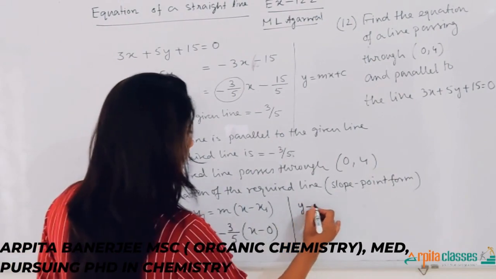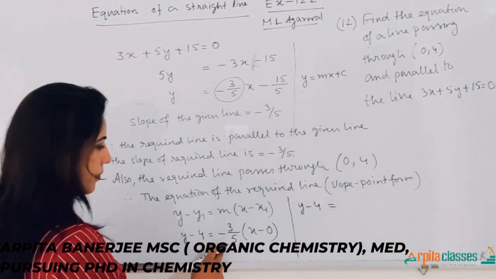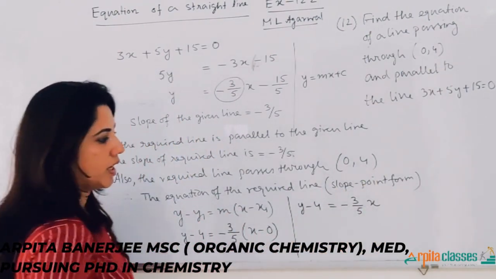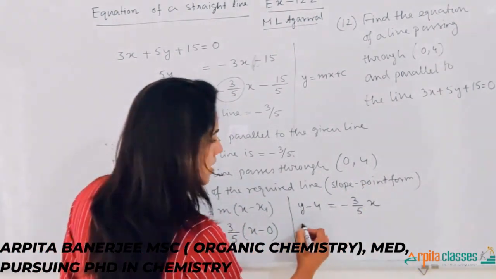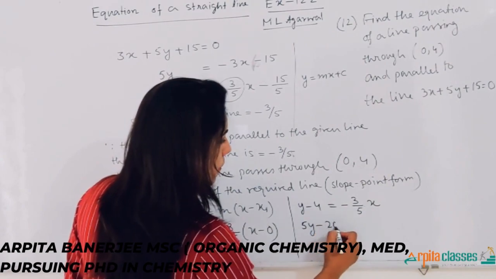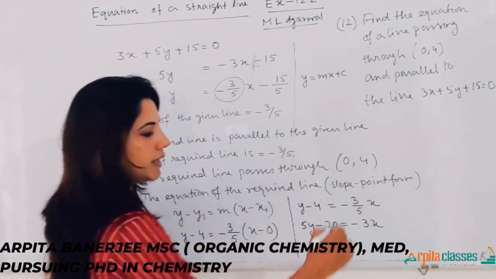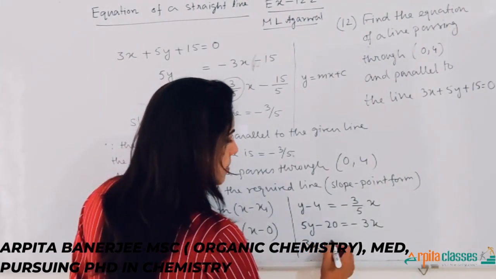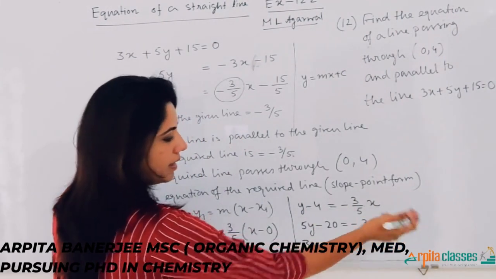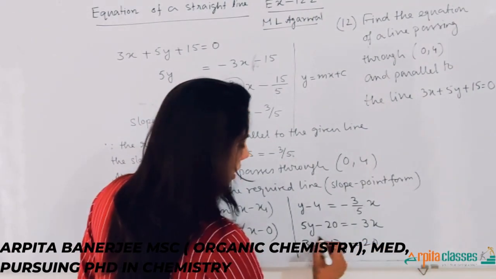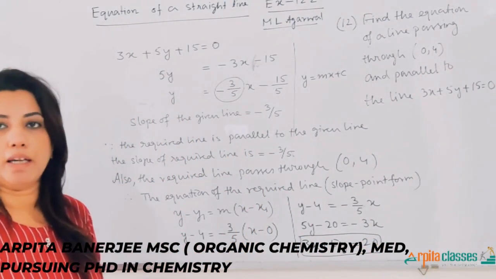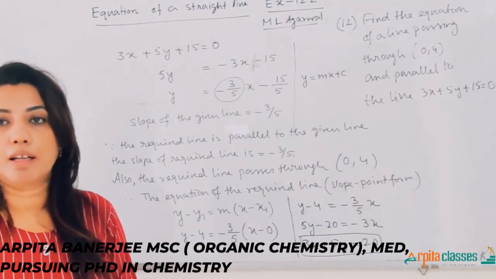Now let us calculate this, simplify this. It is y minus 4 is equal to minus 3 upon 5x. Now get 5 this side, so it is 5y minus 20 is equal to minus 3x. Now arrange it, get 3x this side. It is 3x plus 5y. I am taking minus 20 that side, so it will be plus 20. So 3x plus 5y is equal to 20. This is the equation of the required line.